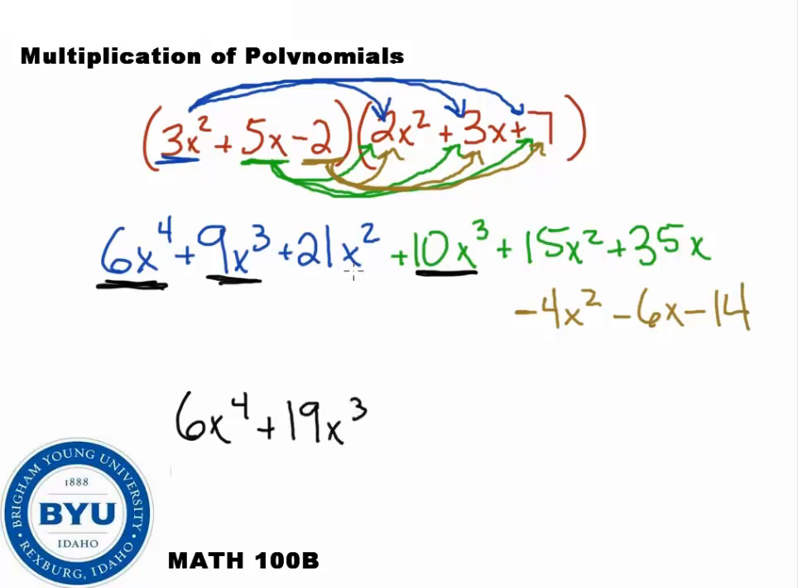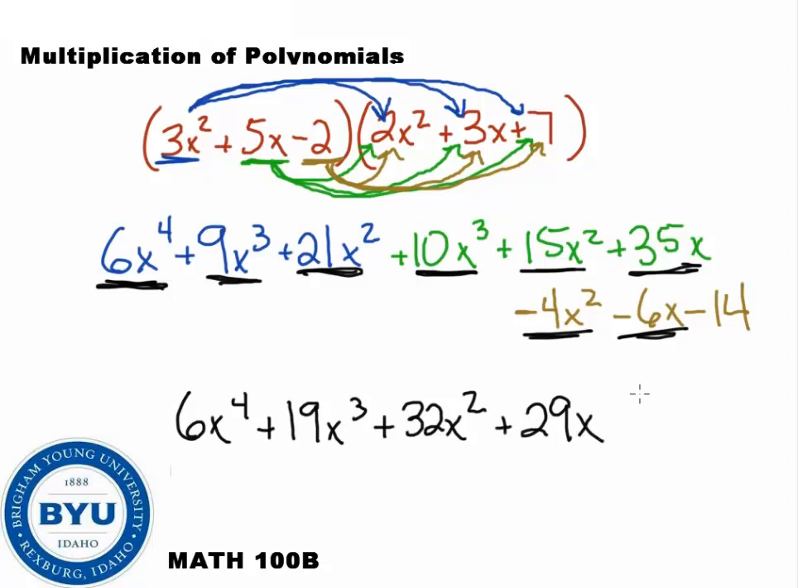Let's look at x squareds. Here we've got 21x squared and 15x squared and a negative 4x squared. If you bust those out, you get 21 and 15, which is 36, minus 4 is 32x squared. Now we do our x's, and we got 35x minus 6x comes to be 29x, and then our last value, which is just 14.